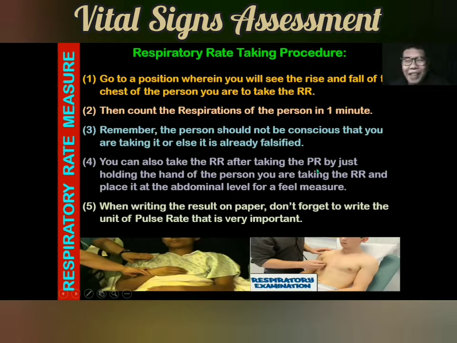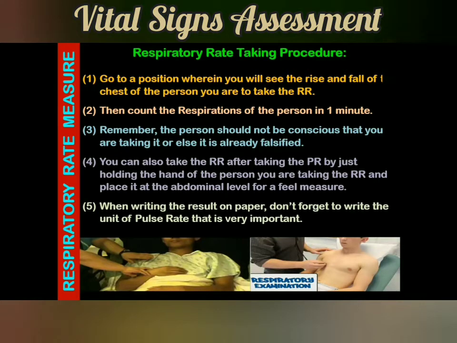By just holding the hands of the person, you put your hand near the abdomen of that person, and the person does not know that you are already feeling for the rise and fall of the chest area, and that is already the count of the respiratory rate. This is using your mind to get a very accurate result.